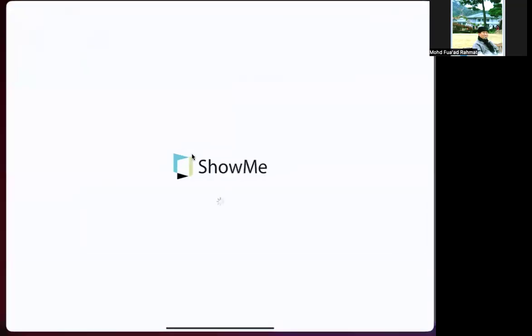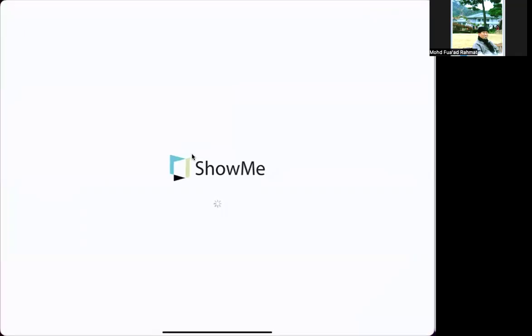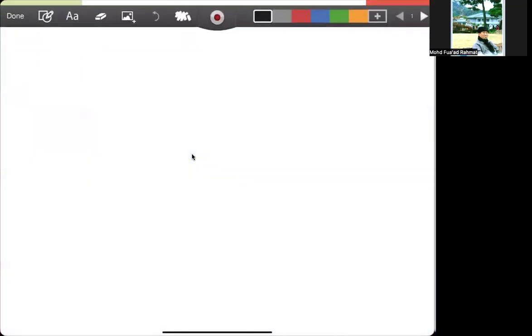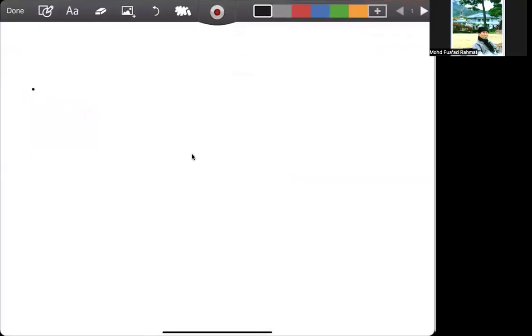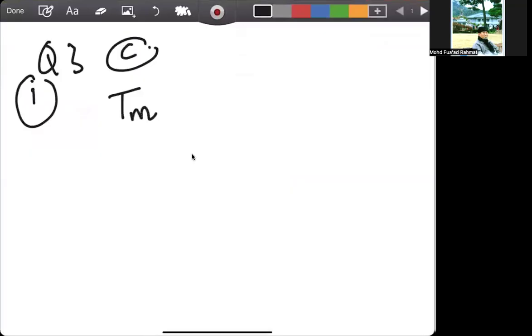Go to the show me. Okay, the new one, because maximum is 50 pages. Okay. So for Q3C, okay, we have part 1, which is the torque, is minus 15 omega m plus 600.